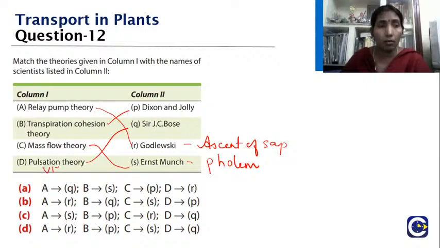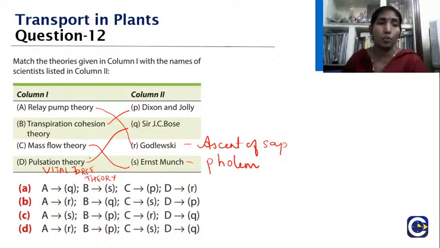This theory is also called what? Vital force theory. So even in the exam, they can twist this and ask. That's why I am emphasizing vital force theory. Okay, so what happens here? The inner cortical cells of the roots absorb the water from outside and pump the same into the xylem channel. So that is happening here in the pulsation theory.